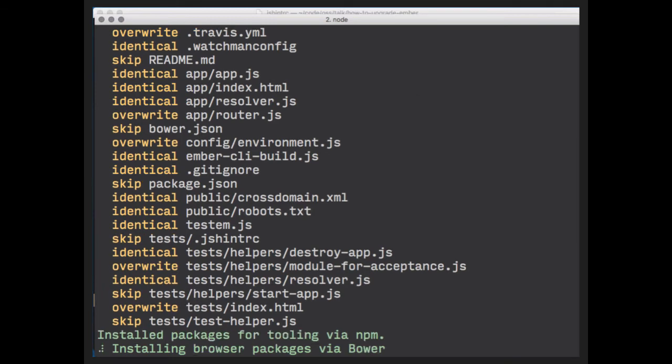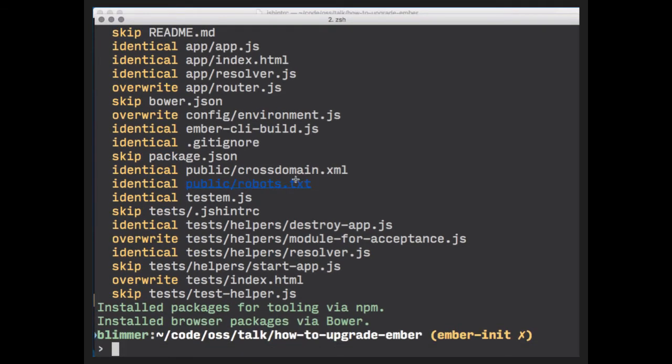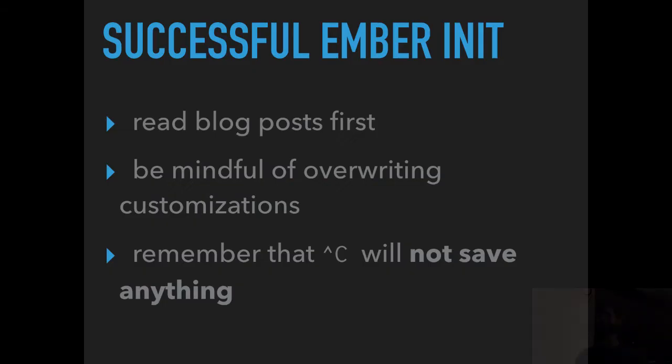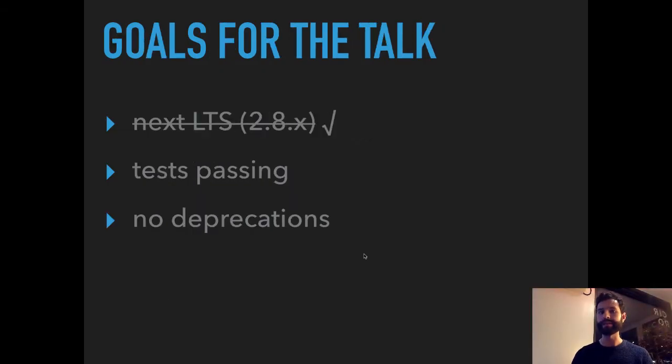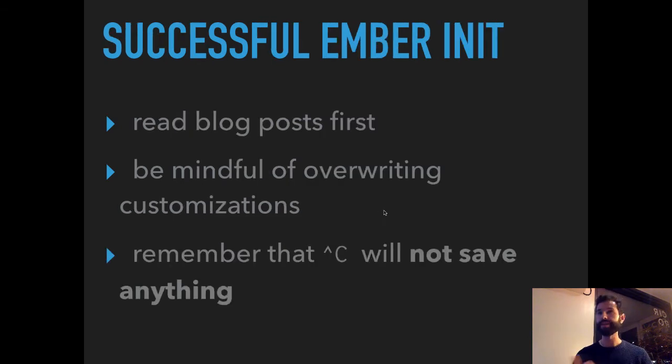And then it does the NPM things, which literally takes minutes. So you step through piece by piece. The biggest thing to remember is that if you do overwrite, you potentially are going to have a bad time. So read the blog post first so that you understand what changes are happening. Be mindful of overwriting customizations. And remember that if you Control-C anywhere throughout ember init, it's not going to remember anything you've done. So if you say yes, overwrite this, don't overwrite this, and then Control-C to figure out what's going on, you're going to lose everything.